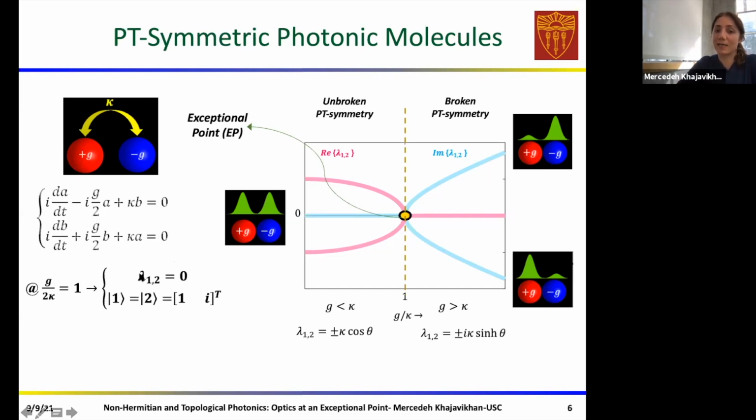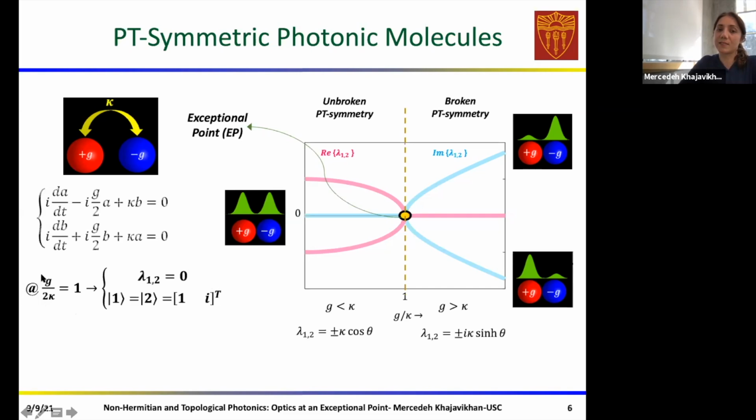And you can see that at the point where G over 2 kappa becomes equal to 1, the 2 eigenvalues become equal to 0, and the 2 eigenvectors also become exactly identical to each other. So with this very simple treatment, you can find the exceptional point in this system. The parameter that you have is G over 2 kappa.